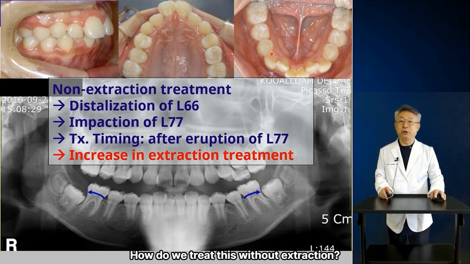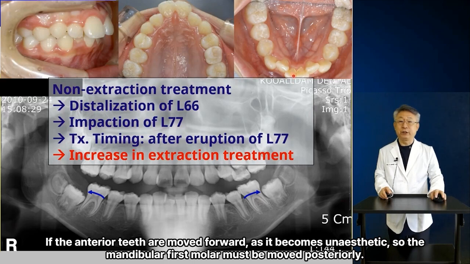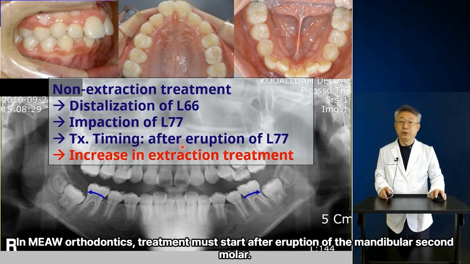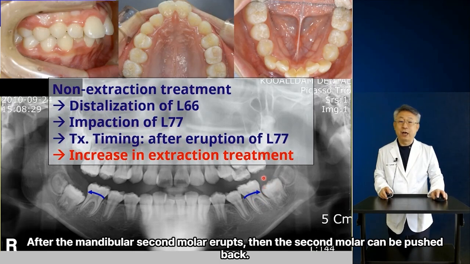How do we treat this without extraction? If the anterior teeth are moved forward, it becomes unaesthetic, so the mandibular first molar must be moved posteriorly. At this point, it might cause impacted mandibular second molar. In mio-orthodontics, treatment must start after eruption of the mandibular second molar. After the mandibular second molar erupts, then the second molar can be pushed back.